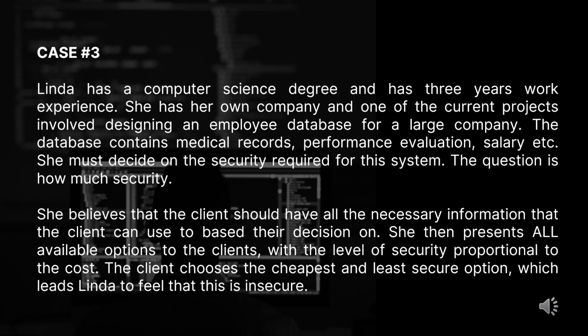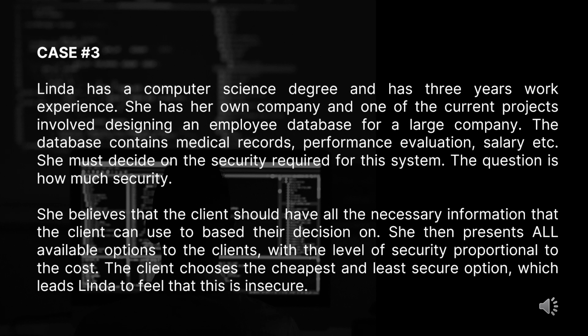We are from group 3 and we would like to discuss number 3 ethics case study. So the scenario is Linda has a computer science degree and has 3 years work experience. She has her own company and one of the current projects she is involved in is designing an employee database for a large company. The database contains medical records, performance evaluations, salary, and so on. She must decide on the security required for this system.